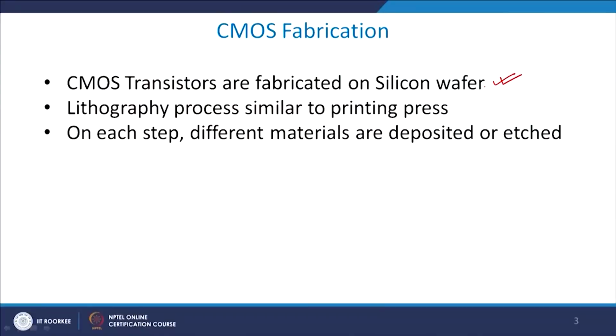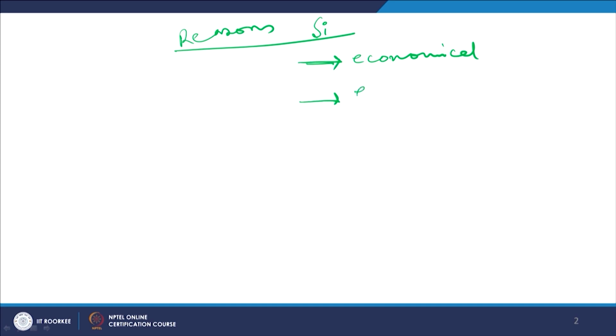Let me see what silicon fabrication is. Most of the time, CMOS transistors are fabricated on silicon wafer, and there are a few reasons for that. If you look very carefully, you will understand that silicon is very economical in nature. That is the reason we use silicon. So, reasons for using silicon: first, it is pretty economical.